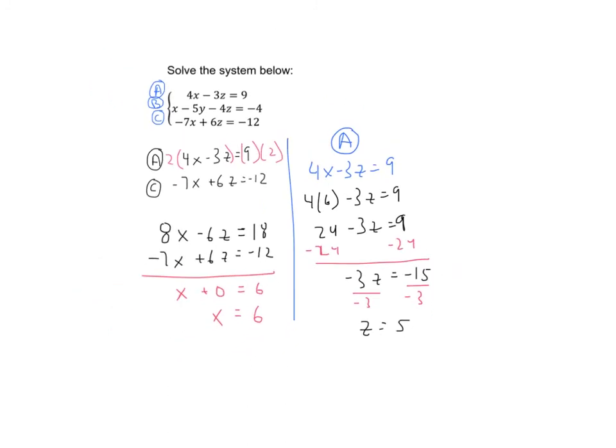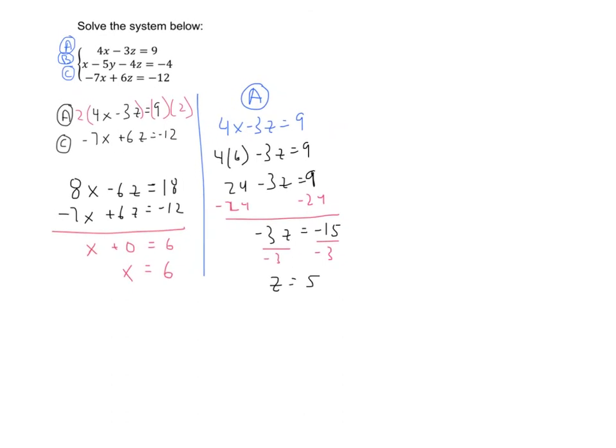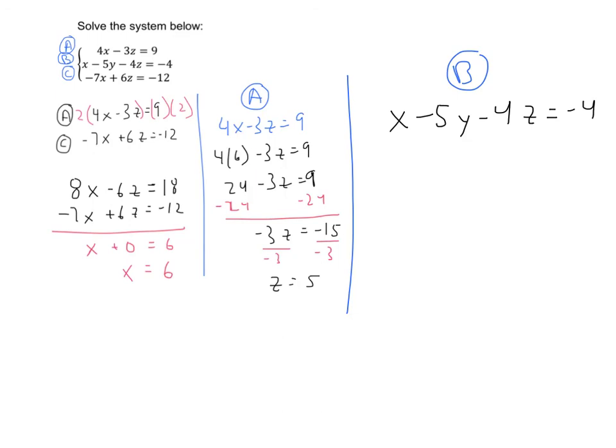So I've found my x value and my z value. You go ahead and find the y value. Think about where you would do a substitution to find the y. Go ahead and pause and do that. What you should have done is substitute 6 and 5, the x and z values, into equation B. Equation B was x minus 5y minus 4z is equal to negative 4. Let's finish this up.